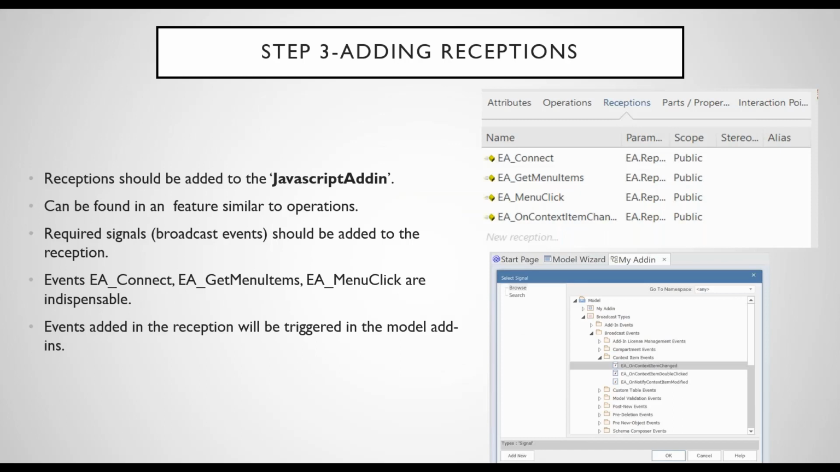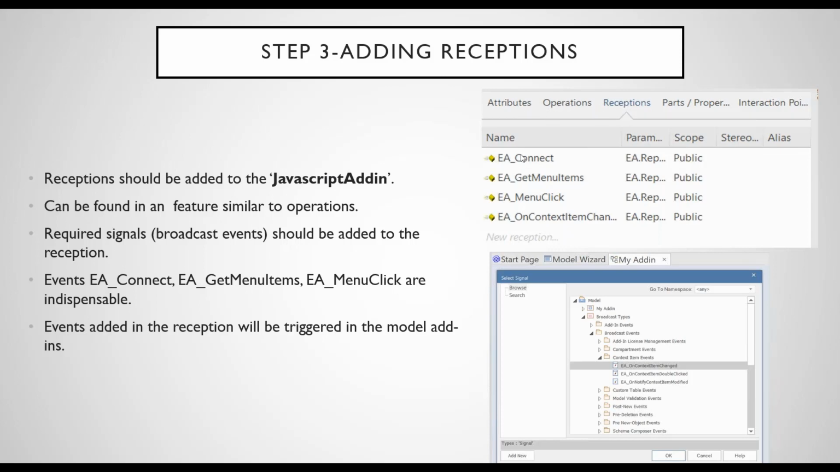Once the entry point has been defined, how do we make EA communicate with our add-in? That's where the reception comes in. All the required events should be added in the reception. Basically, in the element's features, you can find reception similar to attributes and operations.